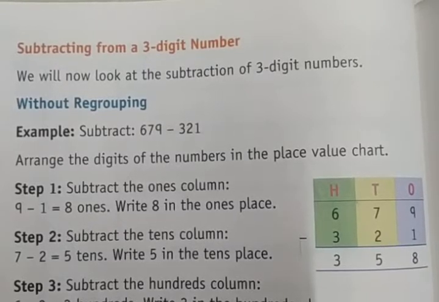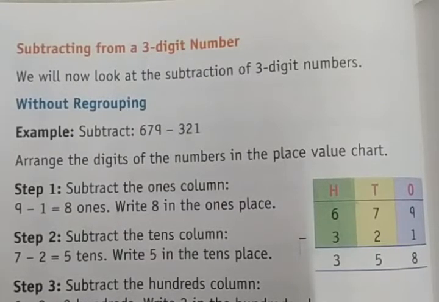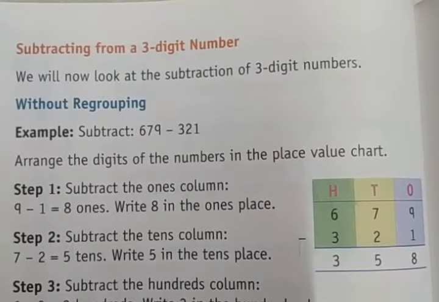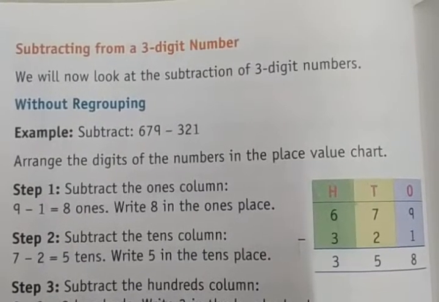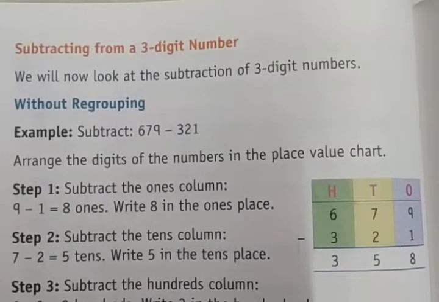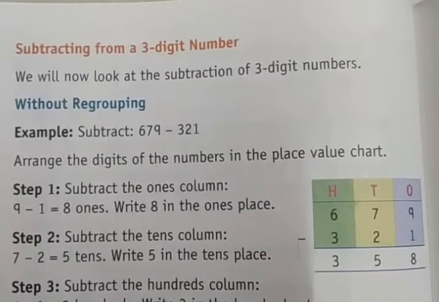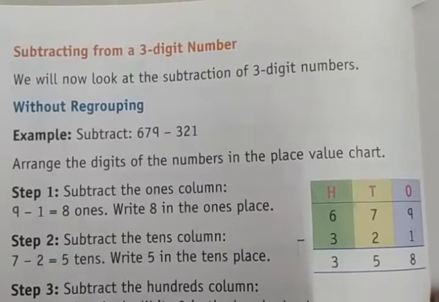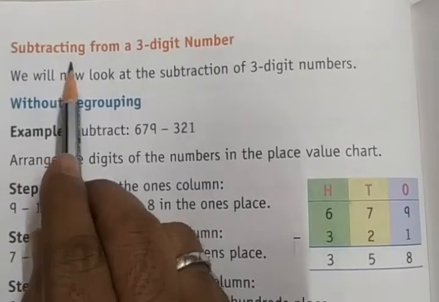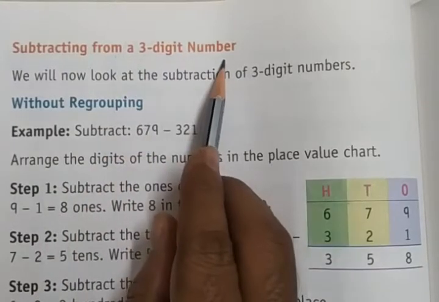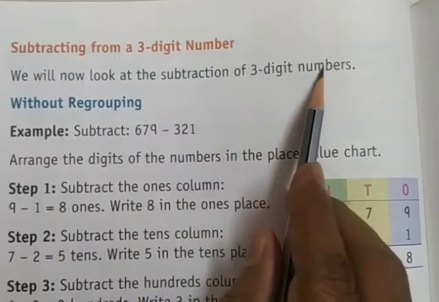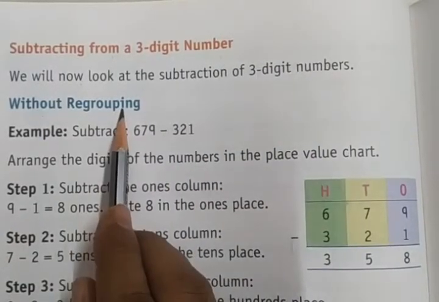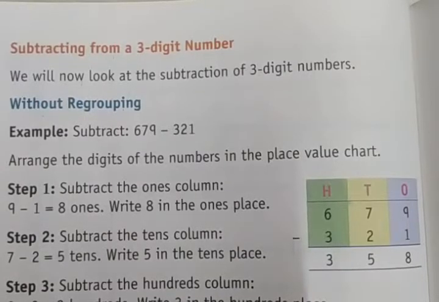Today let me explain subtracting from a 3-digit number, with regrouping. Regrouping here means, in addition, we go for carrying; in subtraction, we go for borrowing. Hope you have followed yesterday's class. So today let me start with subtraction from a 3-digit number. We will now look at the subtraction of 3-digit numbers with regrouping. Regrouping concept you are familiar with right now.